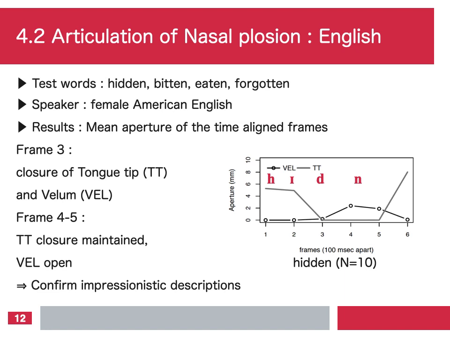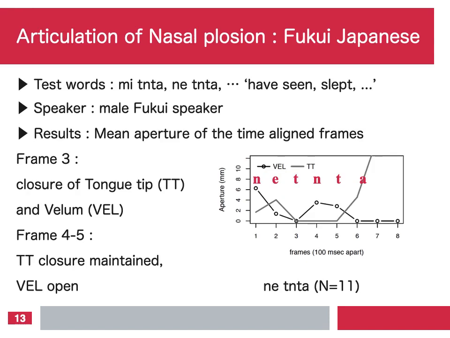In this case, at frame 3, both tongue tip and velum are closed, but at the following 2 frames, 4 and 5, while tongue tip closure is maintained, velum is opened. This confirms impressionistic descriptions. And turning to Fukui Japanese, we basically see the same result.